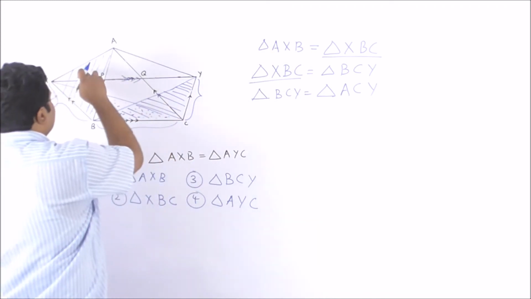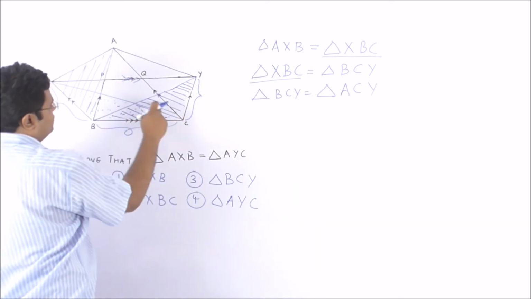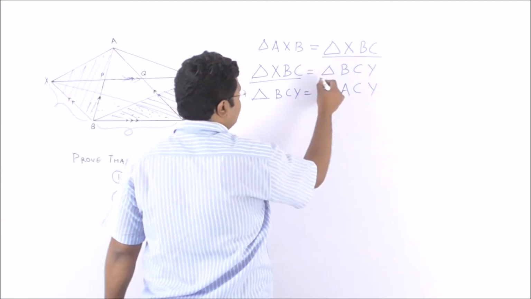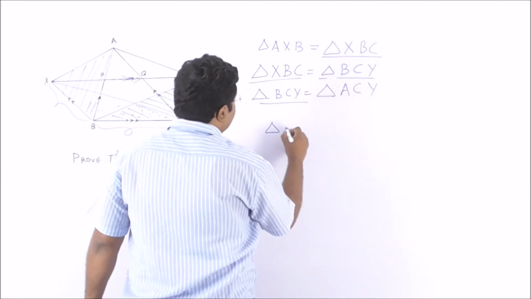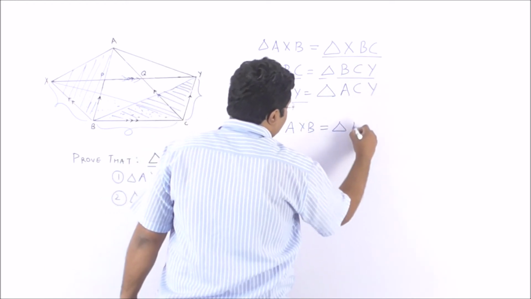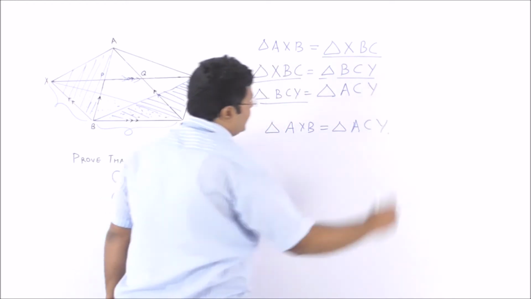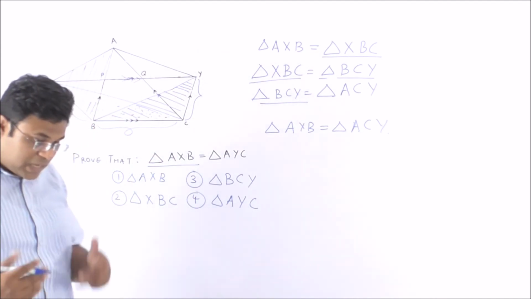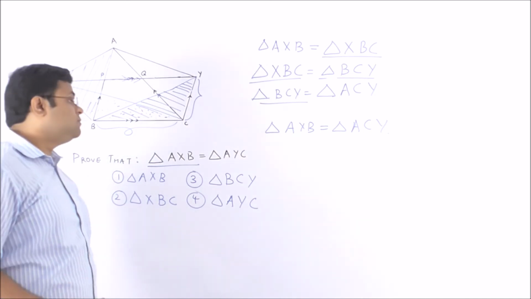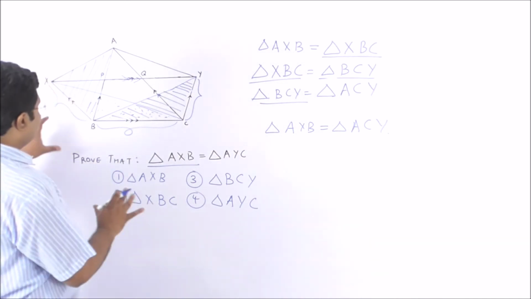So now we connect triangle first to second, second to third, third to fourth, and we can say therefore with this connection we can say triangle AXB is equal to triangle ACY. Now, how do we do the same question without construction? Alright, we don't bring the triangles.